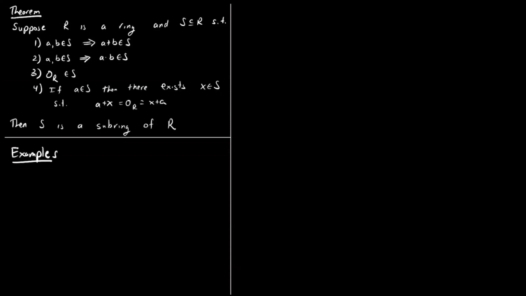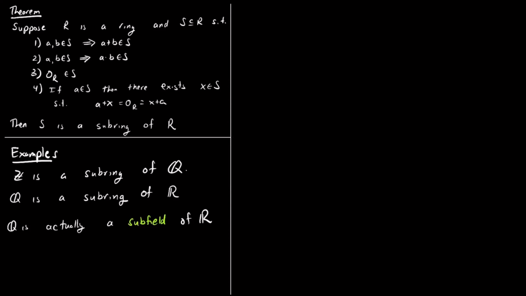So some easy examples we've already encountered are that Z is a subring of Q under the same operations of addition and multiplication. We have that Q is a subring of R. In fact, you might notice that R is a field and Q is a field, and you could say that Q is going to be a subfield of R. So a field that's a subset of another field under the same operations is going to be called a subfield.